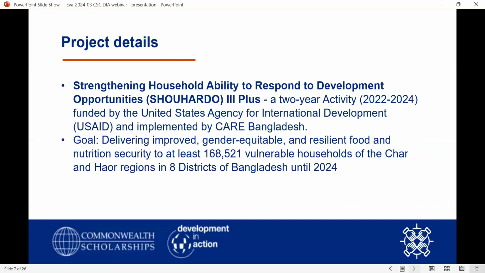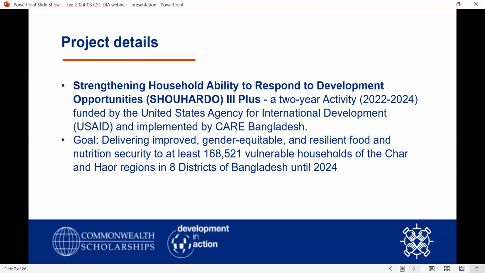So now I will talk about the project where I'm working now. As I have already shared, I work for CARE Bangladesh, and the donor is the United States Agency for International Development. The name of the project is Strengthening Household Ability to Respond to Development Opportunities, SHOUHARDO III Plus. It's a 2-year activity, 2022 to 2024. And I'm narrating the main goal of the project as it is: delivering improved, gender equitable and resilient food and nutrition security to at least 1,068,521 vulnerable households of the Char and Haur regions in 8 districts of Bangladesh until 2024.